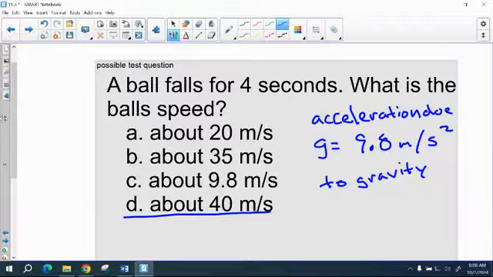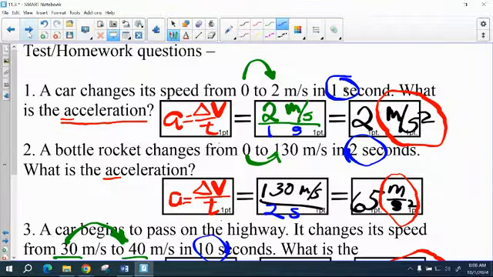Can I move on to the next slide? All right. Whoa, this is a whole bunch of stuff. We'll just crank through it, though. These are possible test and homework questions. I'm going to explain it. You probably should write this down in your notes.